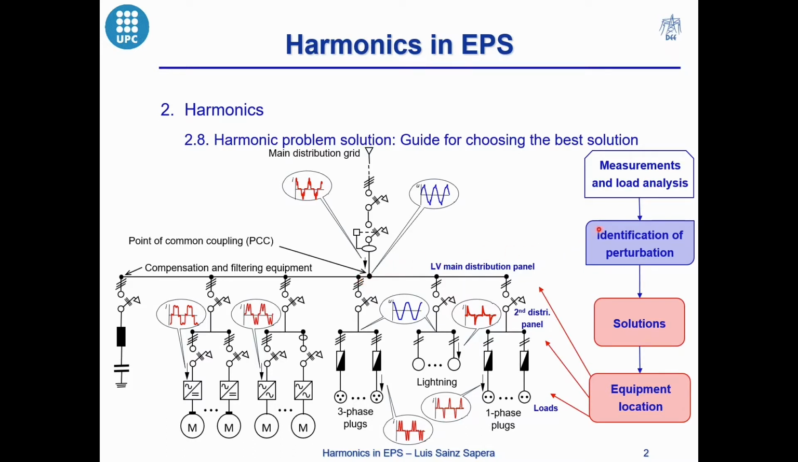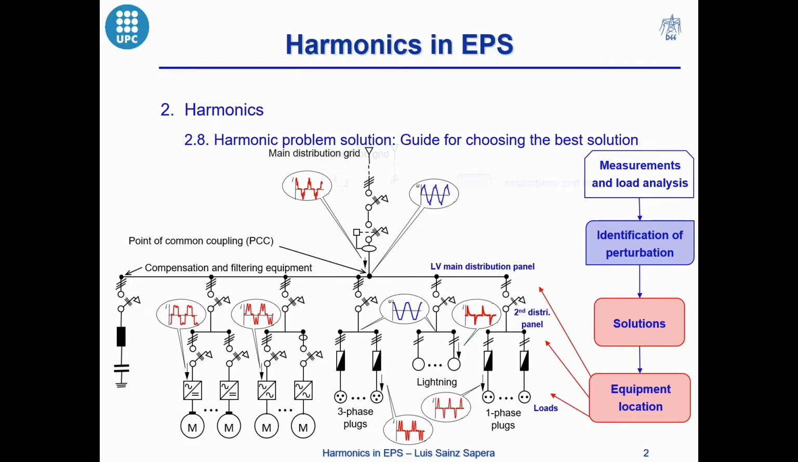These results can also be derived from the resolution of the harmonic problem as it was presented in the 9th, 10th and 11th videos. The previous results may allow to identify the harmonic perturbations and the origin of the harmonic problem, and to propose the corresponding solutions. The location of these solutions in the load, secondary and main distribution panels must also be decided on the basis of the analyzed harmonic problem.